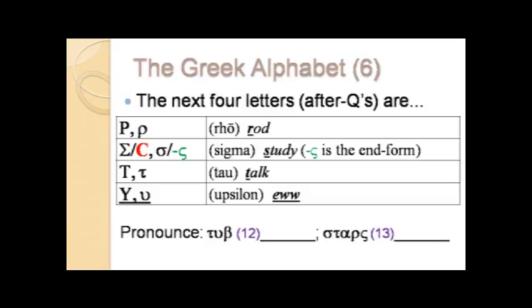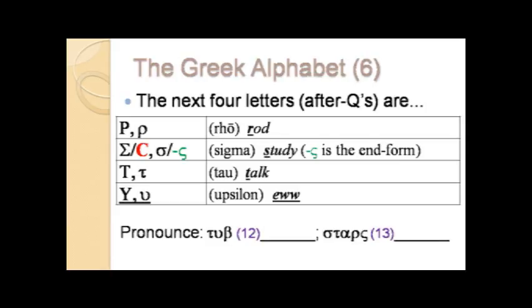So we have rho, we have sigma, and then the third one down is tau. Tau. And it has a general T sound, just like you would expect in English, like in talk. Ta-ta-ta. Talk. Tau.